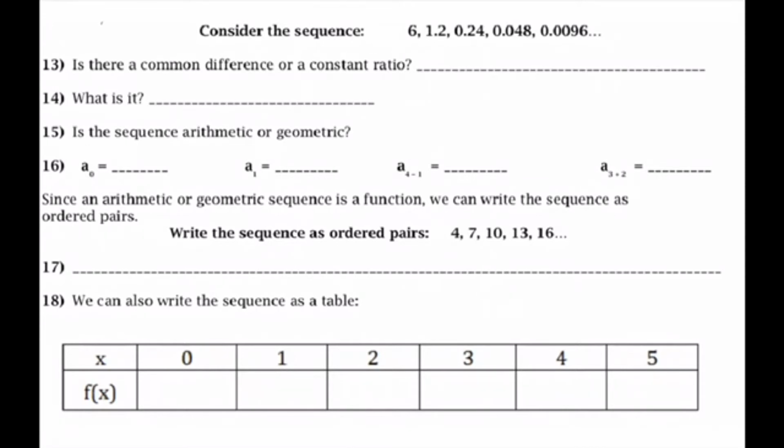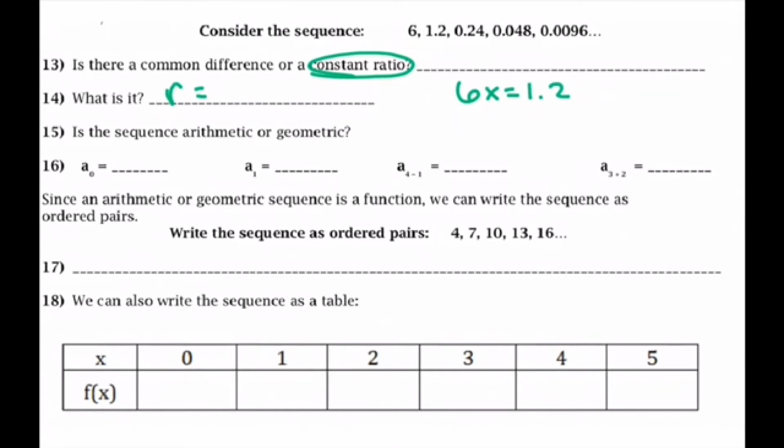Kimberly? We are multiplying. Okay, so we would say constant ratio. Now I'm not asking you yet what it is, but I'm going to ask you in the next question, what is it? So this is kind of a harder question. Let me show you a way to figure this out, because sometimes it's really easy to see, and other times it's not very easy to see. So if we say 6 times something is equal to 1.2, that's what we're trying to figure out. 6 times what?